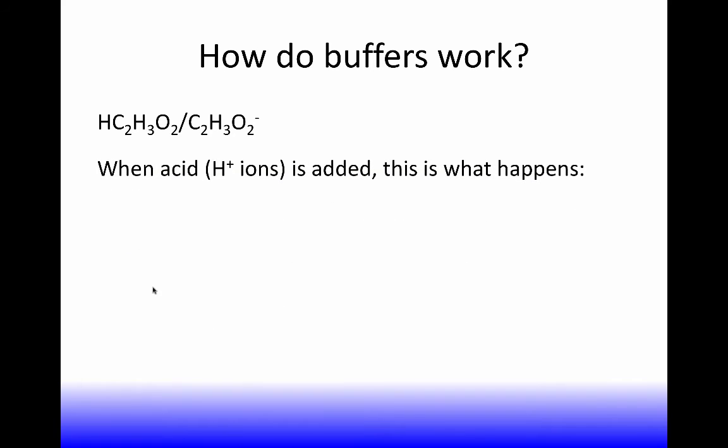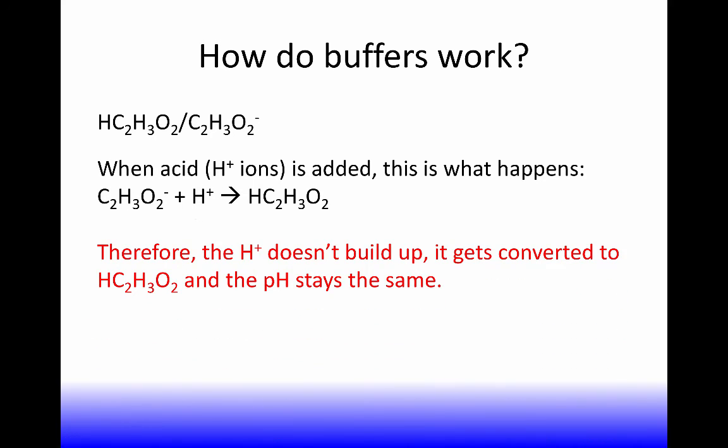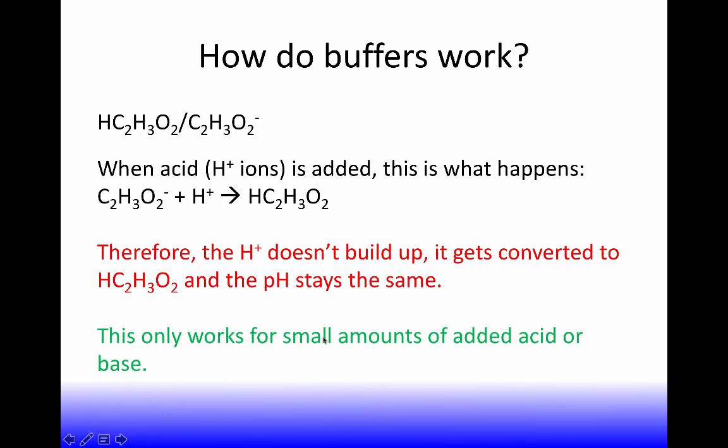Okay, same system, but now we're going to add some hydrogen ions. In other words, we're adding a small amount of acid. That small amount of acid will react with the free acetate ions, forming more acetic acid. So the net result is when we add small amounts of hydrogen ions from an acid, they don't build up, they get converted into acetic acid, and the pH stays about the same. Now, this only works for small amounts of added acid or base.